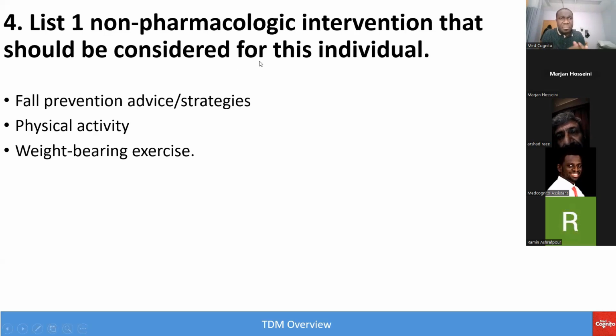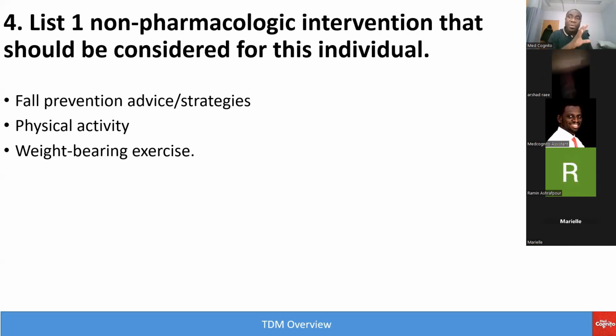Okay, and then list one non-pharmacologic intervention that should be considered for this individual: falls prevention, physical activity, and weight-bearing exercise. So while you're prescribing your alendronate and your bisphosphonate, you should not forget about non-pharmacologic approaches. Now, let me also give you another strategy. When you are writing interventions, if the question is asking what intervention will you suggest, or what treatment plan will you give, always start with non-pharmacologic approaches first. So if the question had not broken things down, and had just said, list one non-pharmacologic intervention, then you would have gone for fall prevention, physical activity, and weight-bearing exercise.